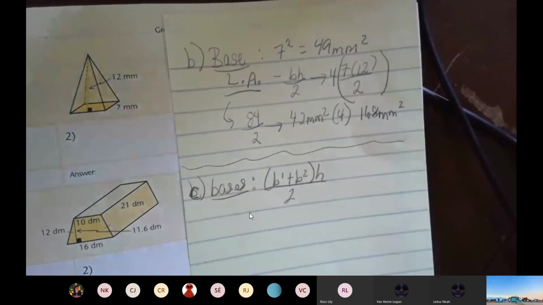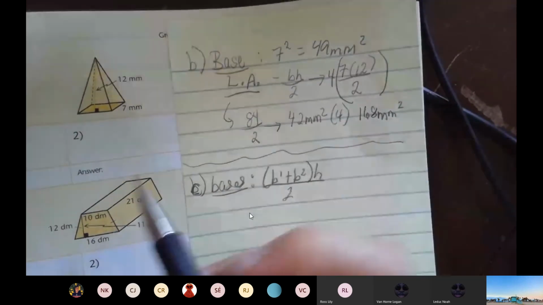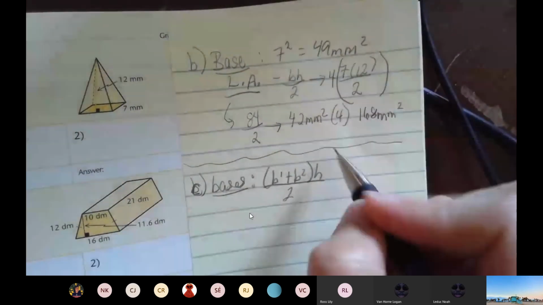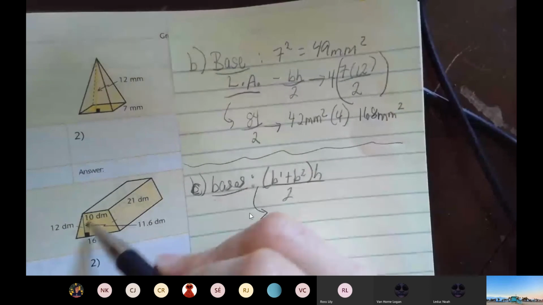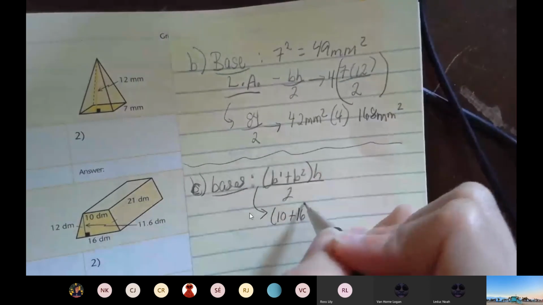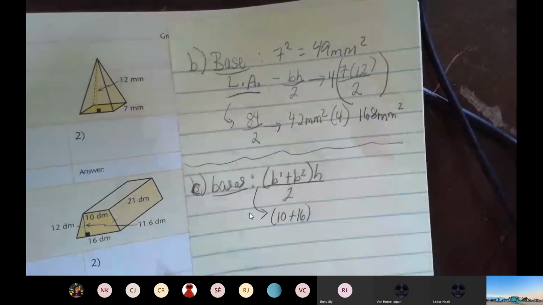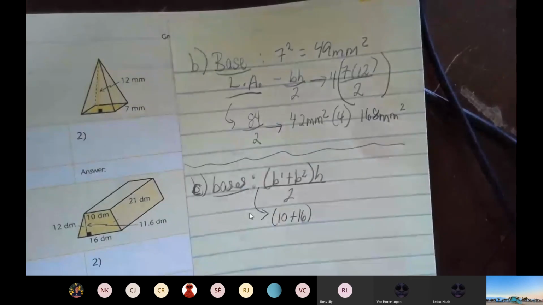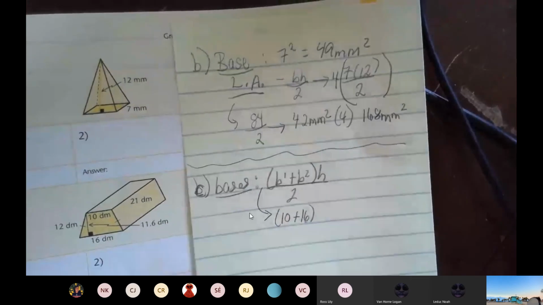Okay. So base 1 in this case is 10. So I'm going to go like this. It doesn't really matter which one you put in which order. Plus base 2, which is 16, multiplied by the height. Now, be careful. What is the height? Is it 12 or is it 11.6?